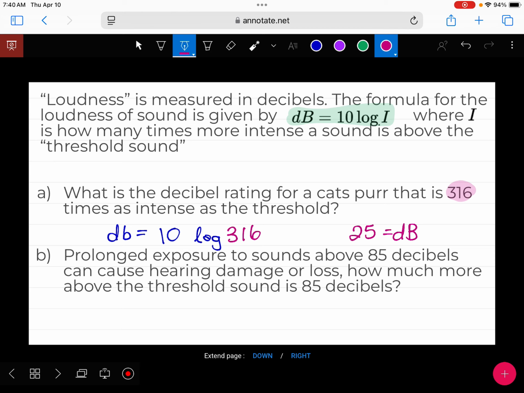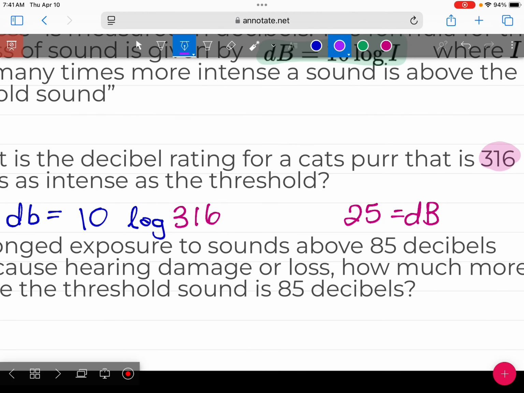They have big feet. All right, so then what we're going to do is we're looking at part B here. Separate question, but same equation. They say that prolonged exposure to sounds above 85 decibels can cause hearing damage. So we're wanting to know how many more times in tenths. So what is the I at 85 decibels? So what are we going to substitute this 85 in?